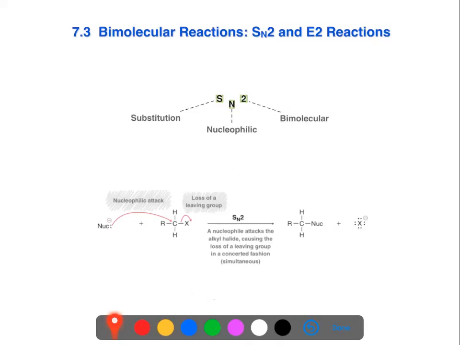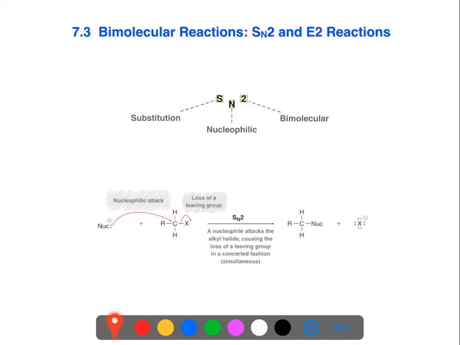So let's start by looking at SN2, and then we will follow this up with an elimination reaction known as E2. In a future video, we'll look at SN1 and E1. And again, I'll explain these terms, but these designate specific substitution and elimination reactions which alkyl halides undergo. So we'll start with SN2.